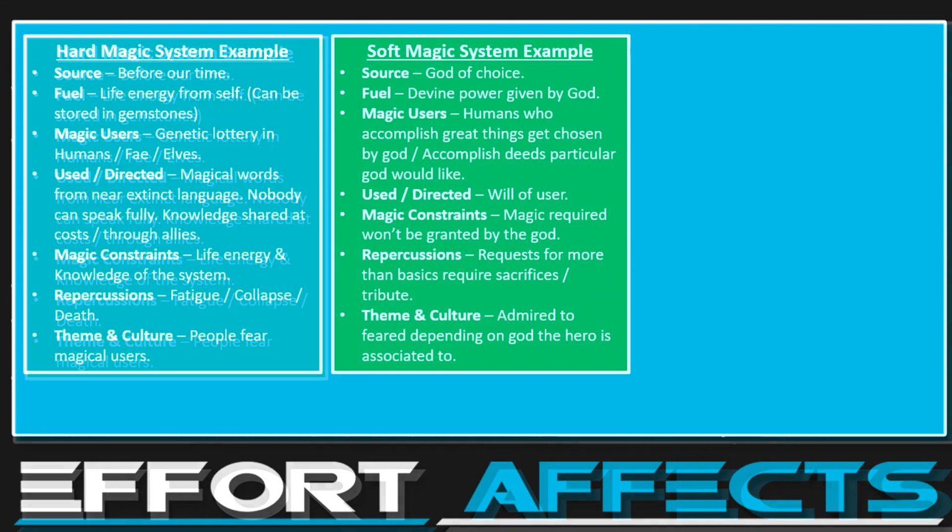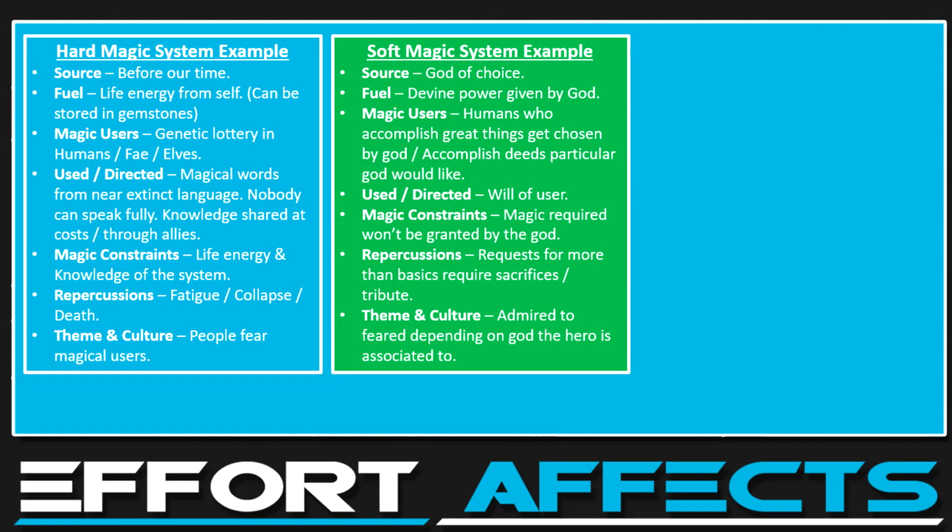Soft magic system example. Let's do a system for, let's say, godly given powers. Its source is of a god by choice. It's fueled by divine power given by a god. Its users are humans who accomplish great things when chosen by a god, or people who accomplish feats a particular god would like. It's directed by the will of the user, just thoughts and feelings.